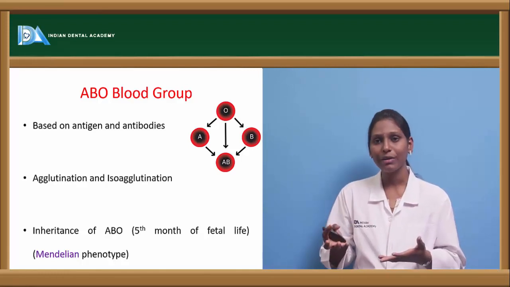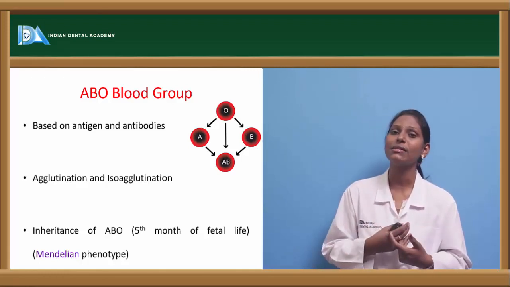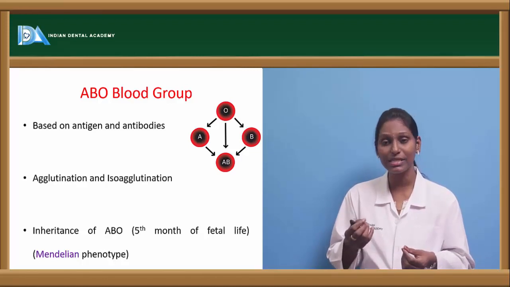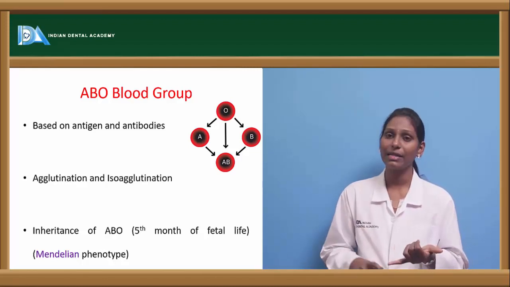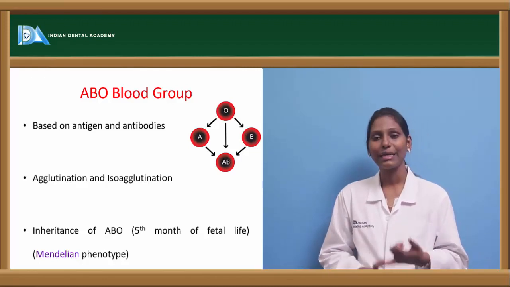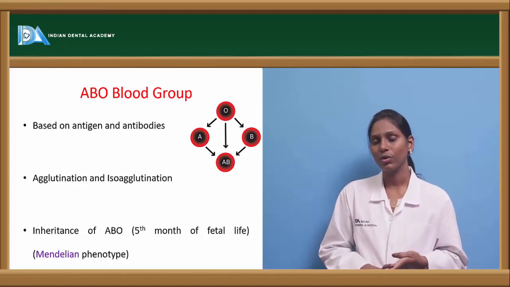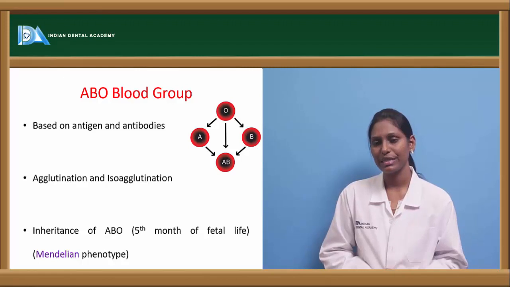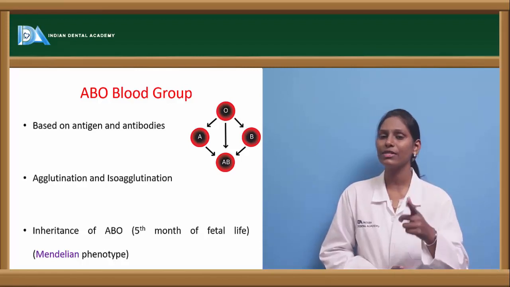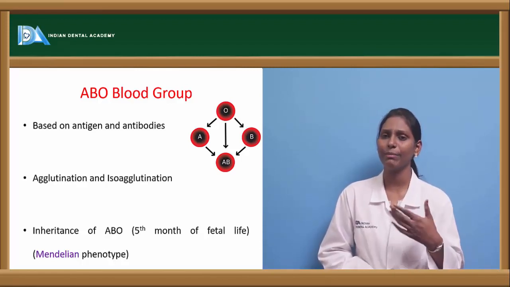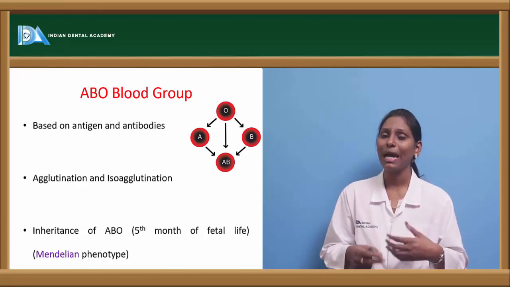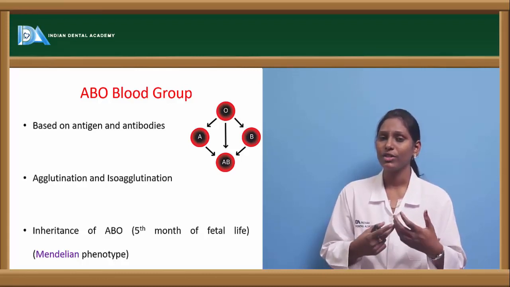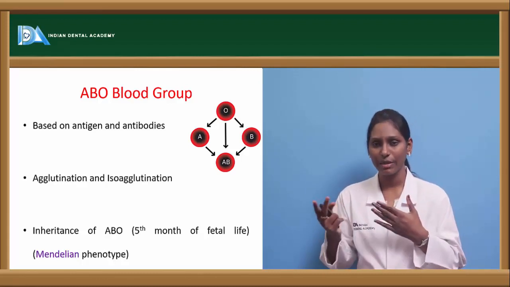Apart from the RBC, we also see these blood group antigens in the salivary glands. We see them in the pancreas, in the liver, and also in the lungs. We can also see the A and B antigens present within those. However, as I told you, the antigens present on the RBC are usually developed by the 5th month of fetal life.